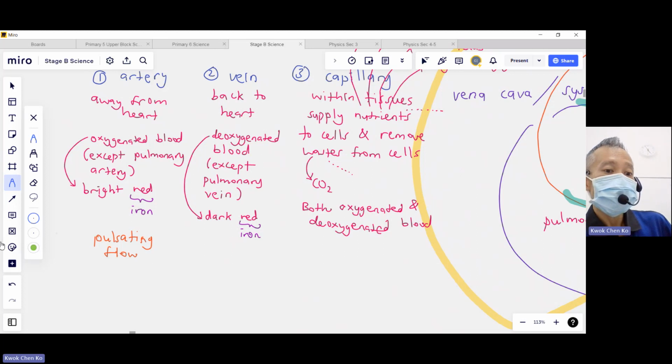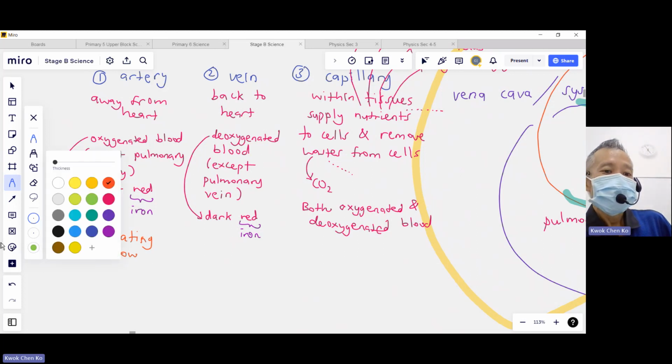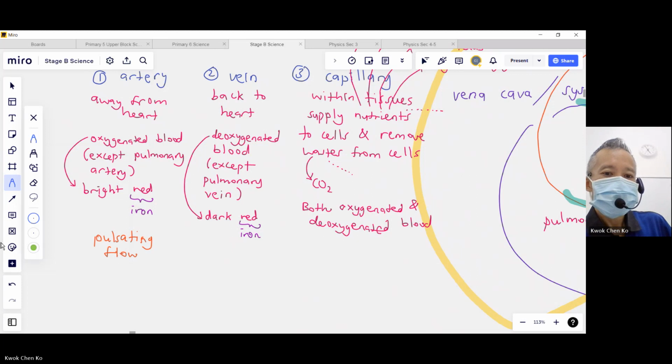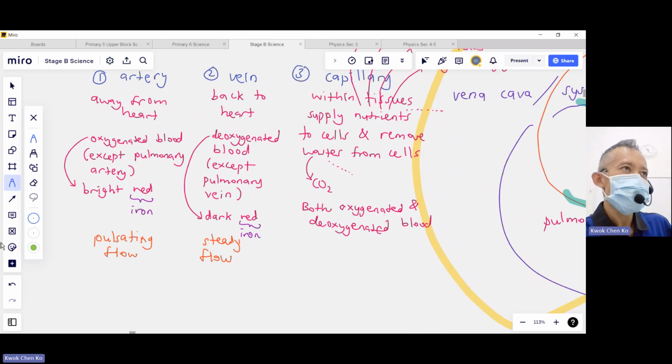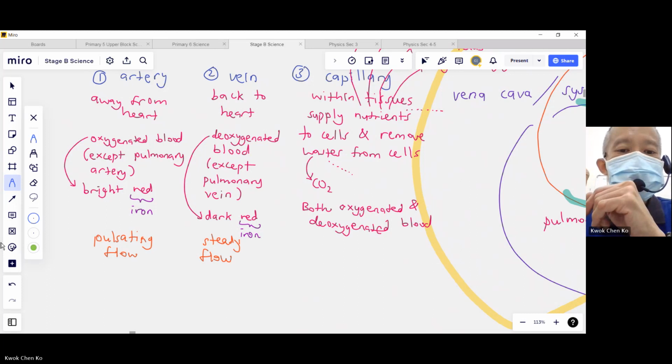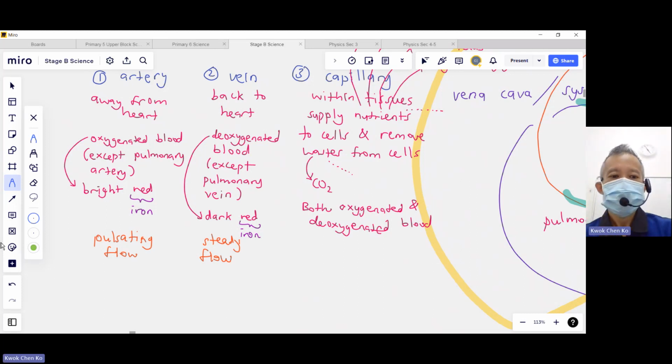You remember they are pushed by the heart. Now, on the other hand, for the veins, it would be considered steady flow. So it flows slowly and continuously. So that's all very simple.